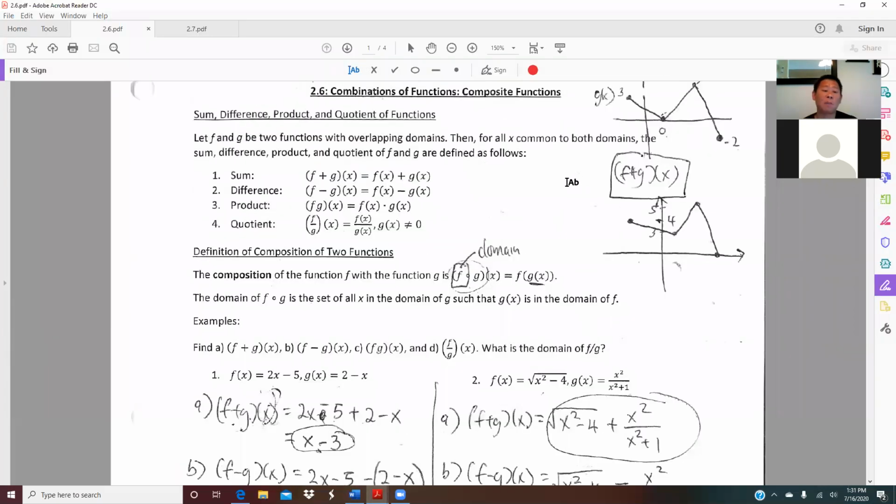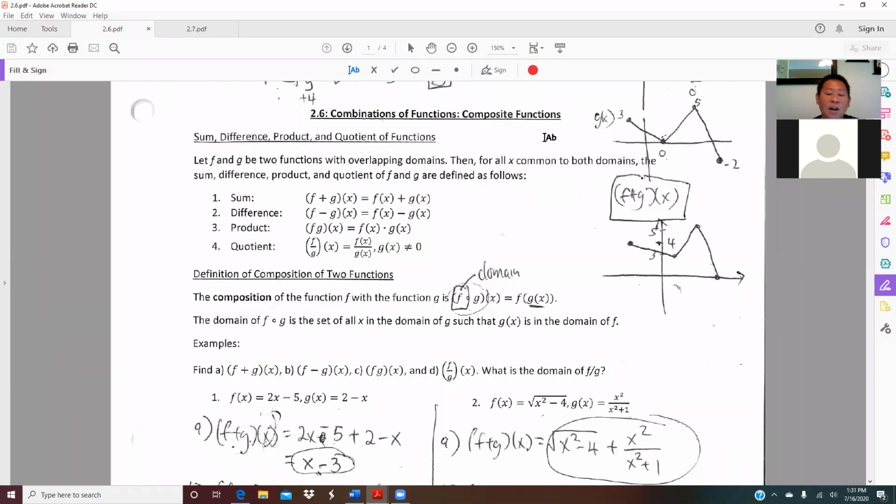So today we'll talk about 2.6, which is composite functions, and then 2.7, the inverse function. Once we finish 2.7, that is the end of chapter 2. 2.7 is the last section.